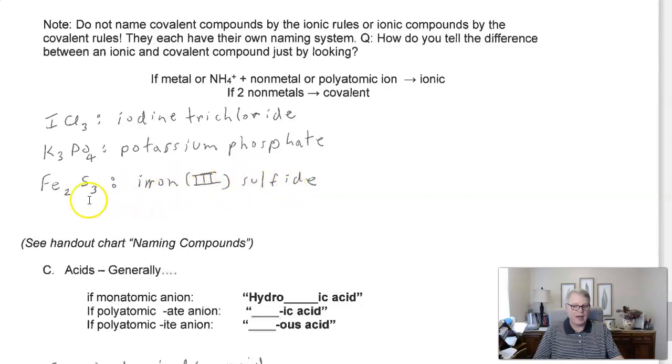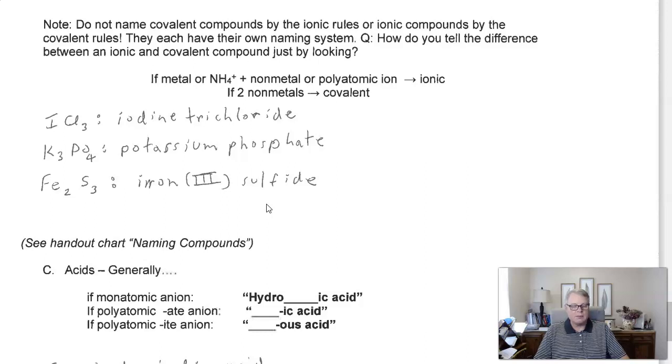Not sulfate, sulfide, because that's the monatomic ion there. Don't get those mixed up. People get those mixed up all the time. This is iron(III) sulfide. It's not iron(VI) sulfide. It's not the total sum charge of all these things over here. It's what each individual atom is, each iron. And each iron is +3, so it's iron(III) sulfide. And that's how you name compounds. So follow the flow chart.